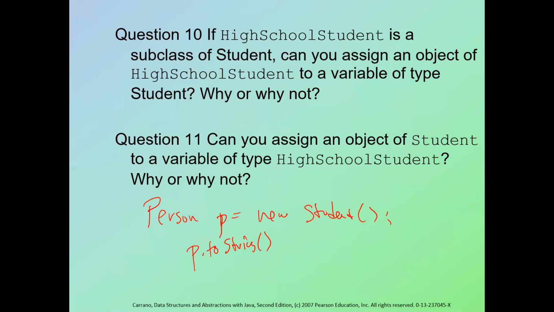But you cannot say Student s = new Person(), because why? The Student class may have additional methods that the Person doesn't have. So you might invoke something that's not there in the Person object, right? A Person is not always a Student, although a Student is always a Person.